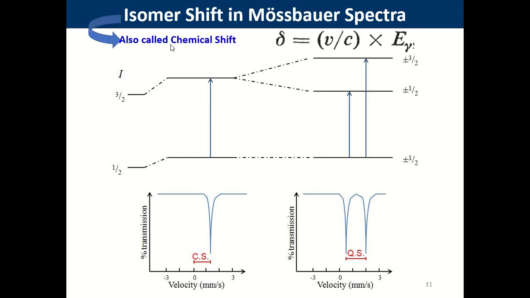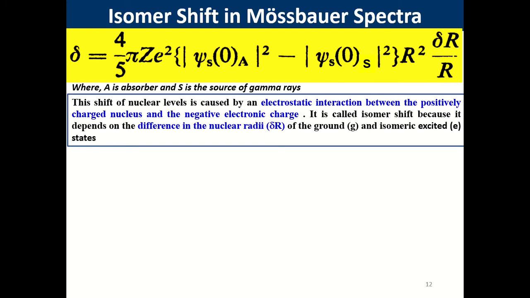So this isomer shift is also called the chemical shift sometimes, because it is due to the change in chemical bonding environment, chemical bonding situations. It gives rise to such shifts. So this chemical shift can be stated. It is given by this equation.